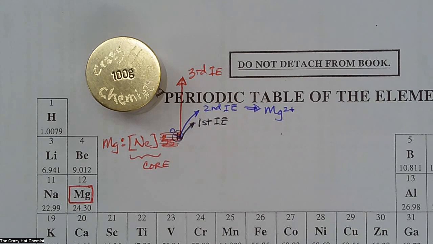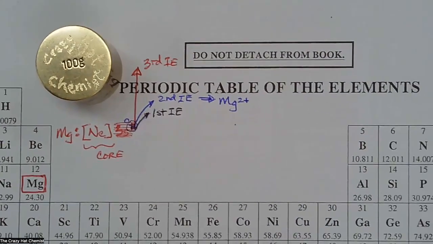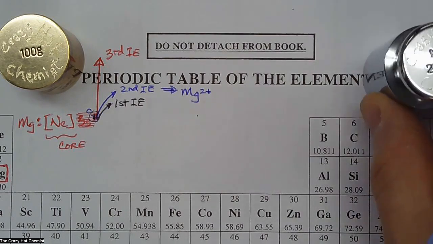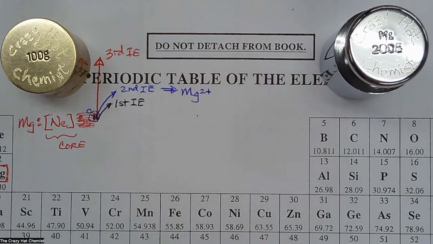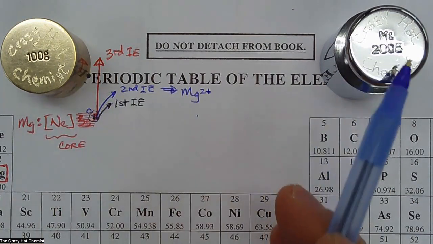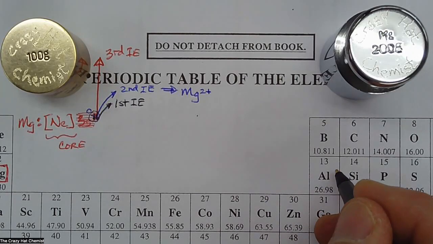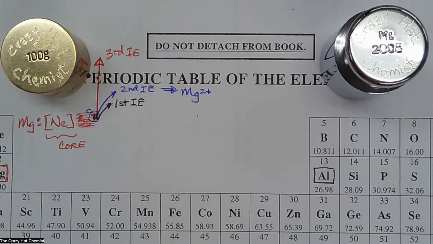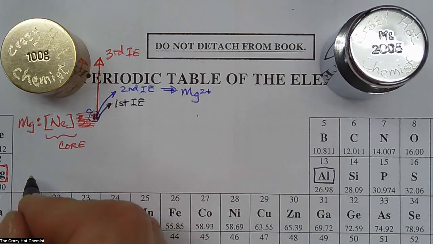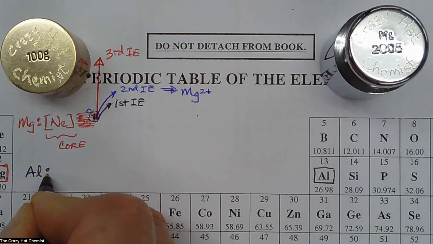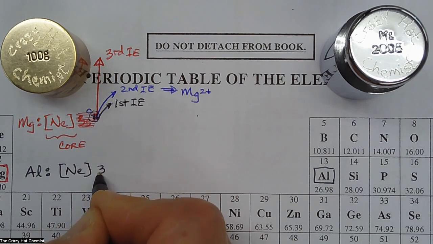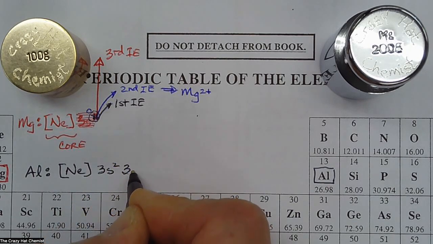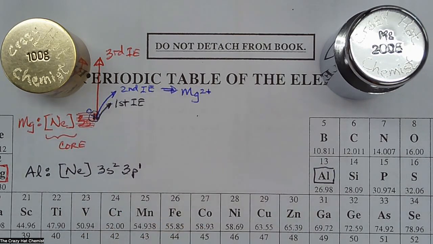All right, now what we're going to do is take a look at aluminum, and aluminum is over here. I'm going to give myself a little bit of space here to write all this out. Look at that. I got 100 grams and 200 grams of placing the mass down. All right, let's take a look at aluminum, and we're going to write out the electron configuration for aluminum. So aluminum has a noble gas electron configuration of neon, then it's 3s2 and then 3p1. Okay, so this is the aluminum atom.